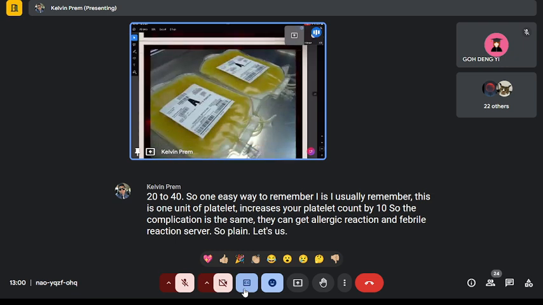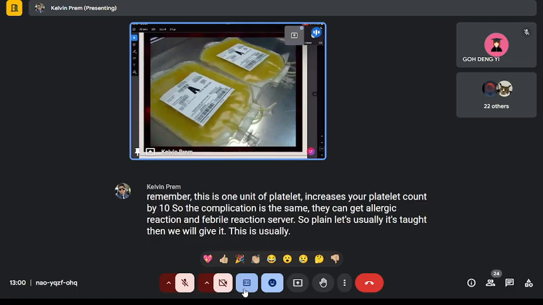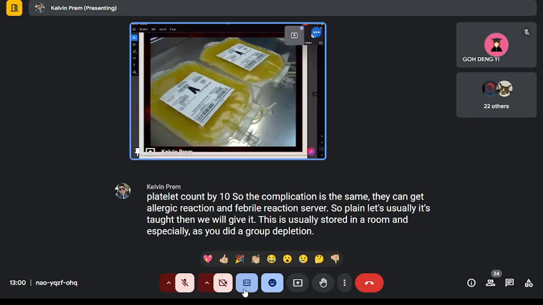So platelets are usually stored, then we will give it. This is usually stored in a special agitator at room temperature.